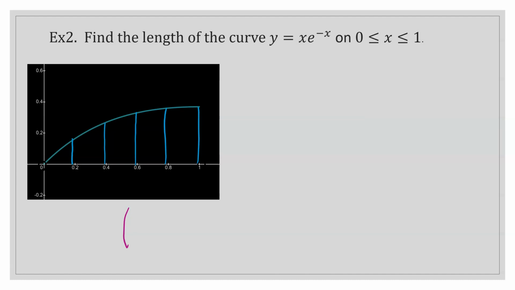I would like to review what just happened as far as how to find the length. We subdivided into different intervals, right? And then we look at one of them.